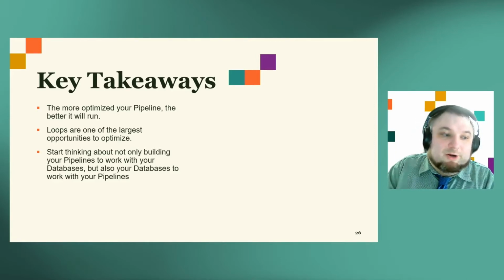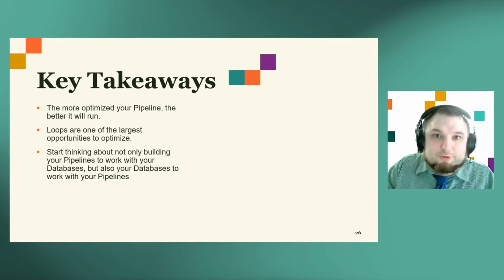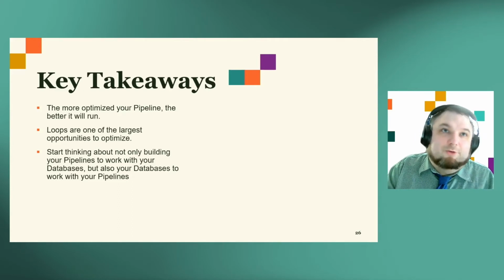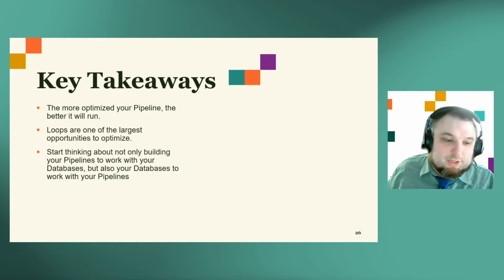Loops are one of the largest opportunities for you to optimize. Any changes you make to a loop will be massive compared to just a change before or after a loop. So start thinking about not only building your pipelines to work with your databases, but also your databases to work with your pipelines. That can make both run much more efficiently.